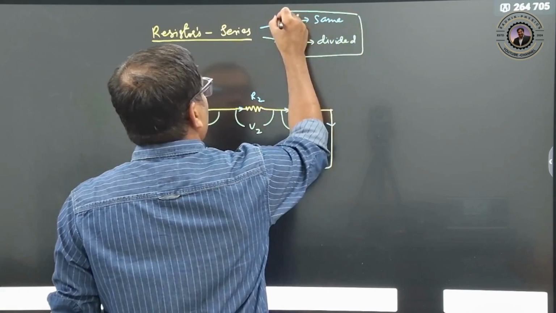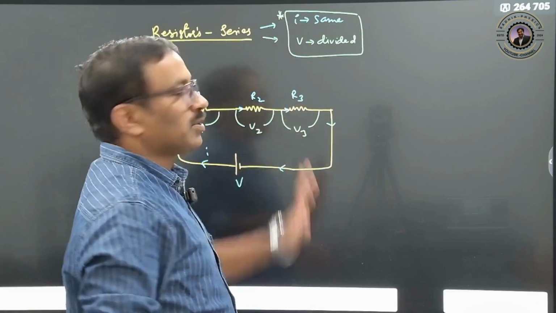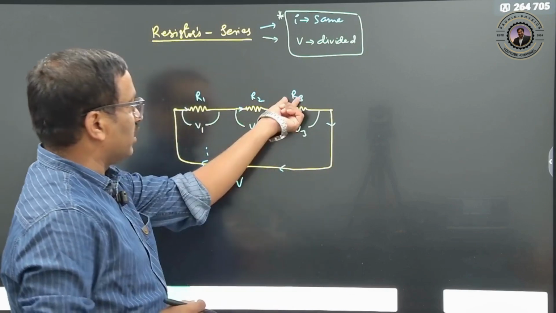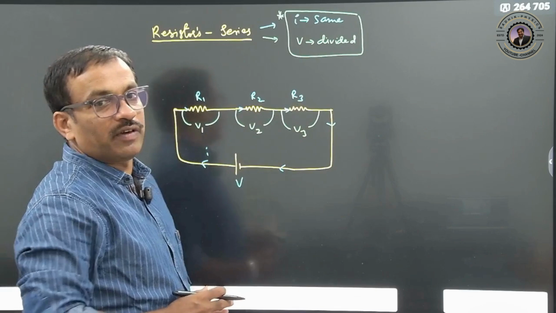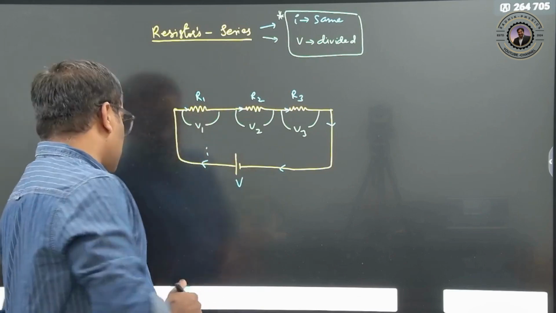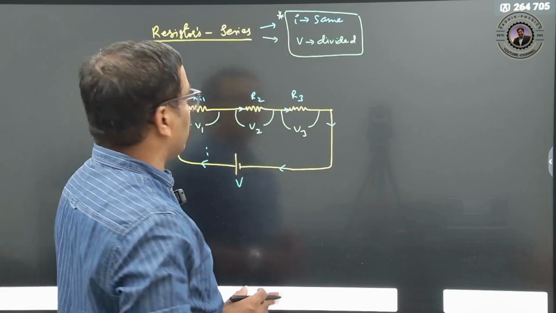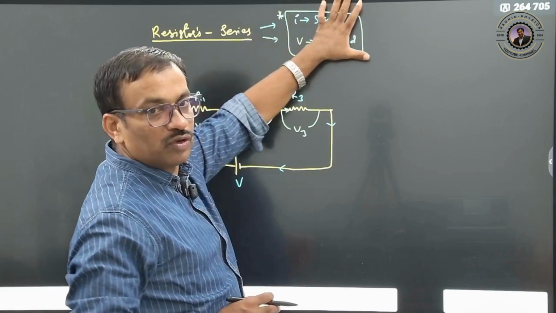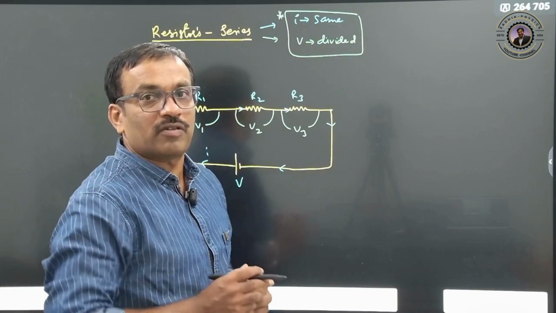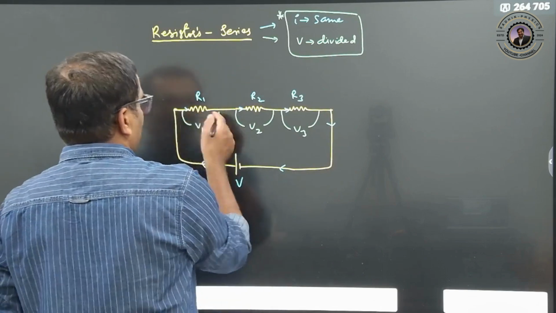Whoever has more resistance, more potential will drop across it, and whoever has less resistance, less potential will drop, clear. That means if this has more resistance, there will be more potential across this one, and if it has less resistance, less potential will be dropped across that resistor. So for series combination, you need to remember these two things compulsorily: across them the current is the same, and across them the potential gets divided.